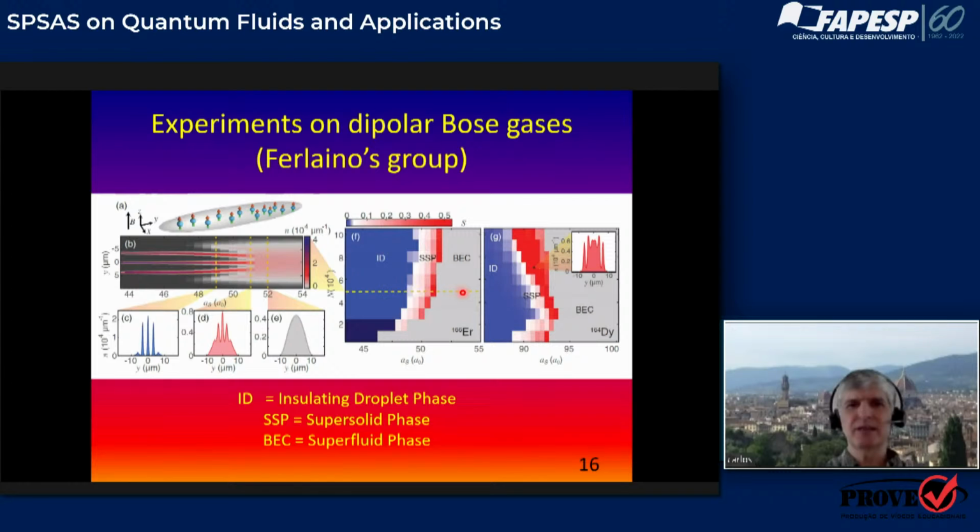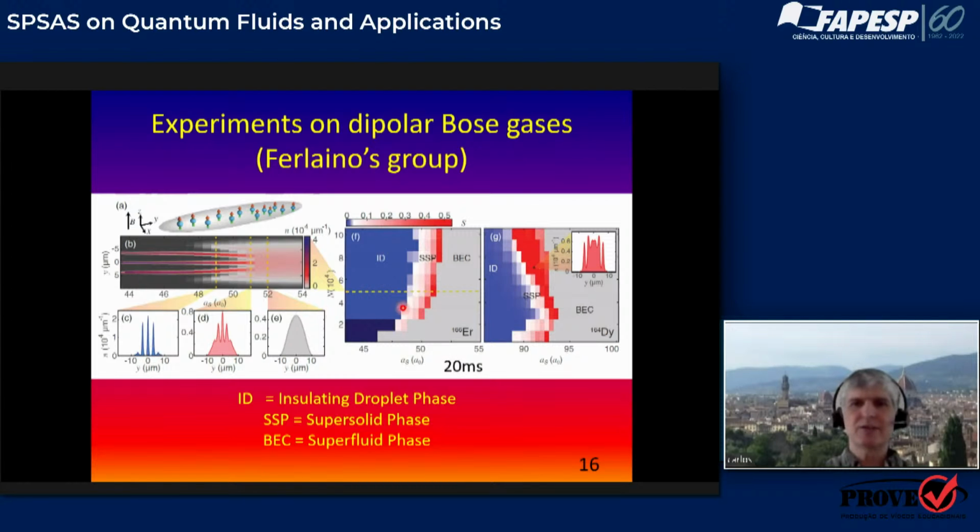So it shows when the scattering length is large, 54, 55, you have a BEC. When you go into this regime here, you have some kind of supersolid. And here you have an insulating droplet phase. So the droplets are completely decoupled and lose phase coherence. Okay, so this is the idea. So we have a BEC, a supersolid phase, and a droplet phase, which are insulating, completely isolated, like a Wigner crystal kind of thing.